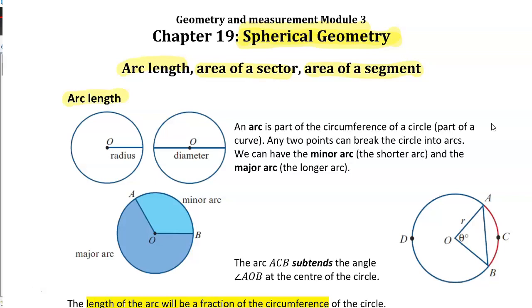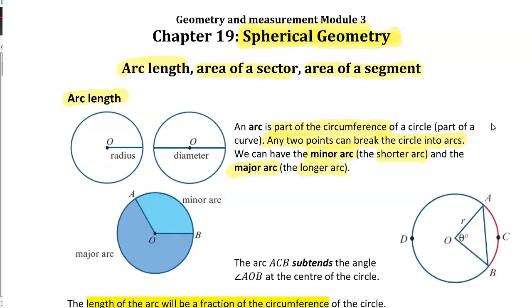Now, arc length is part of the circumference. An arc is a part of the circumference of a circle, which is part of the curve. Any 2 points can break the circle into arcs. We can have a minor arc, which is the shorter one, and a major arc, which is the longer one.